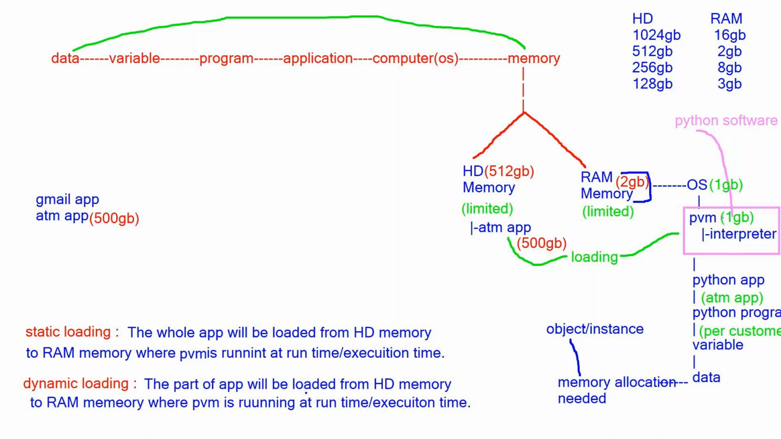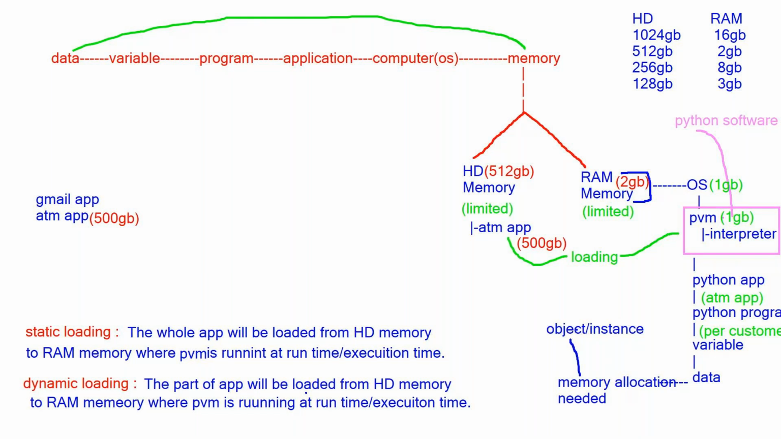That memory allocation is called an object or instance. So object or instance means a memory allocation for the loaded data, regarding the variables that are created as part of the loaded program by the Python virtual machine at runtime or execution time. Whose memory will be used to create this object or instance? The Python virtual machine's memory. Some of the RAM memory is given to the Python virtual machine. The Python virtual machine will use this 1 GB memory to store that loaded data.